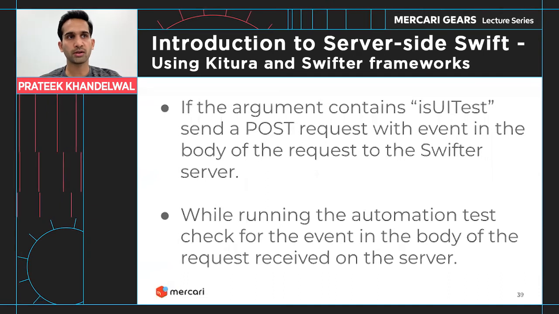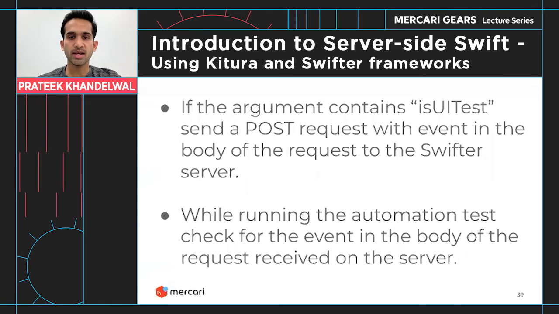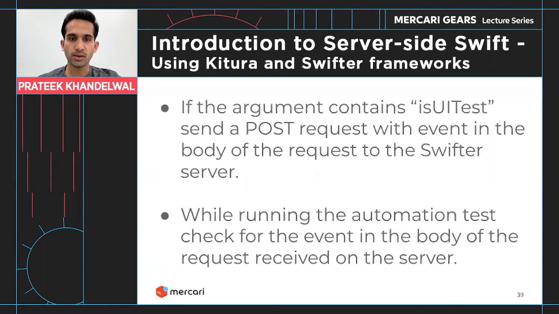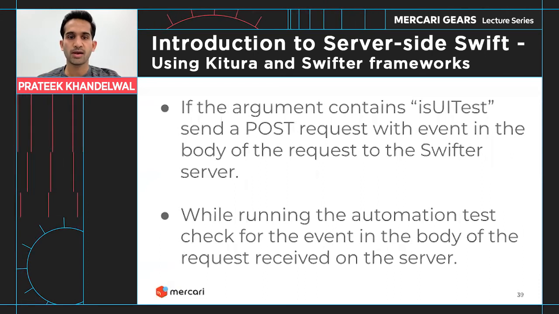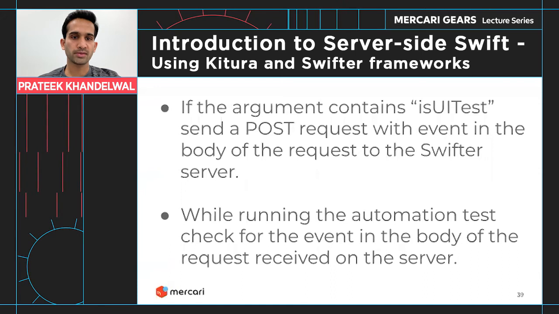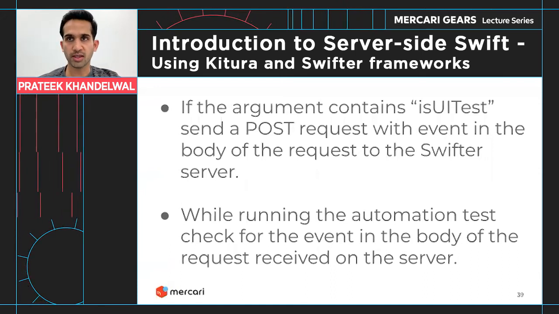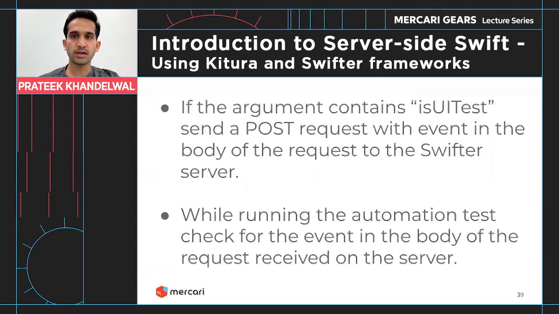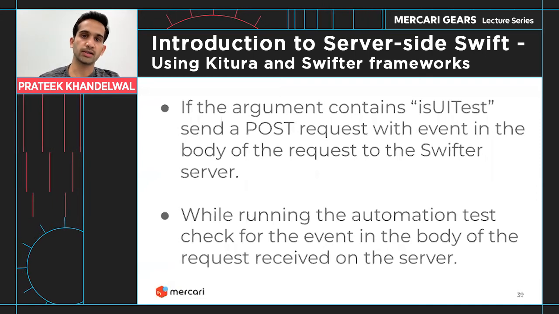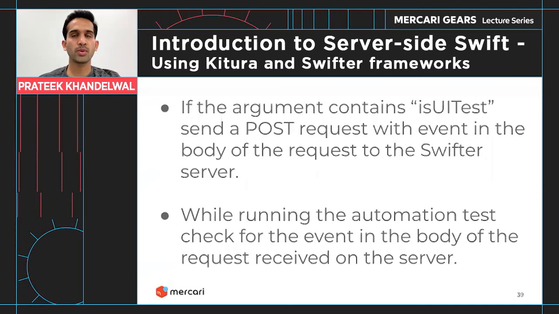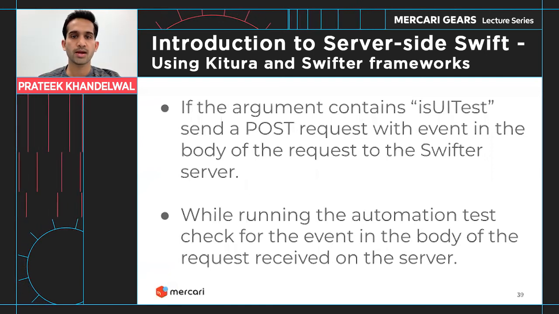So my Swifter server receives a POST request with a body. The body is the event. I check that event on the Swifter server: is it the one I was expecting, and are the values in the event correct? If so, our test passes, otherwise it fails. That's how I have written the automation tests for event checking: whether the event is actually sent to the server when it should be sent, and whether the event is correct. That's a very basic use case of server-side Swift, using the Swifter library, in UI automation tests.